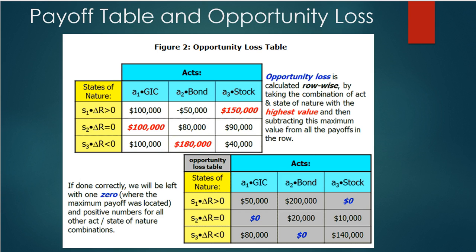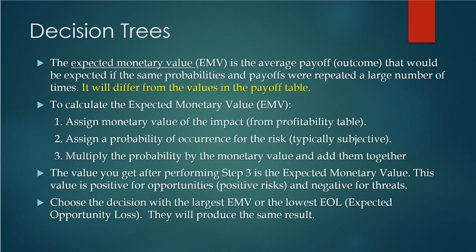All right. In a decision tree, the expected monetary value, the EMV, is the average payoff that we would expect if the exact same event were repeated a large number of times. This is where we get into normal distribution, right? Where if this occurred over and over and over again, we would expect this outcome to happen, say, 60% of the time out of the 100 events.